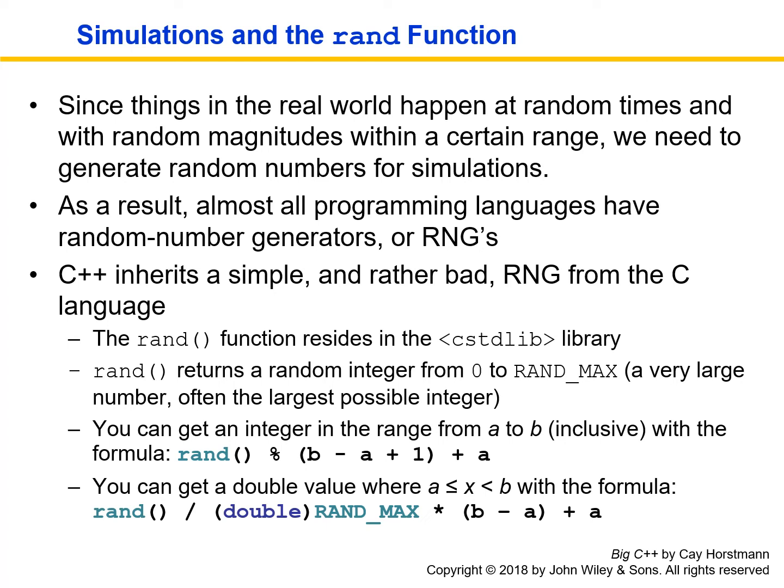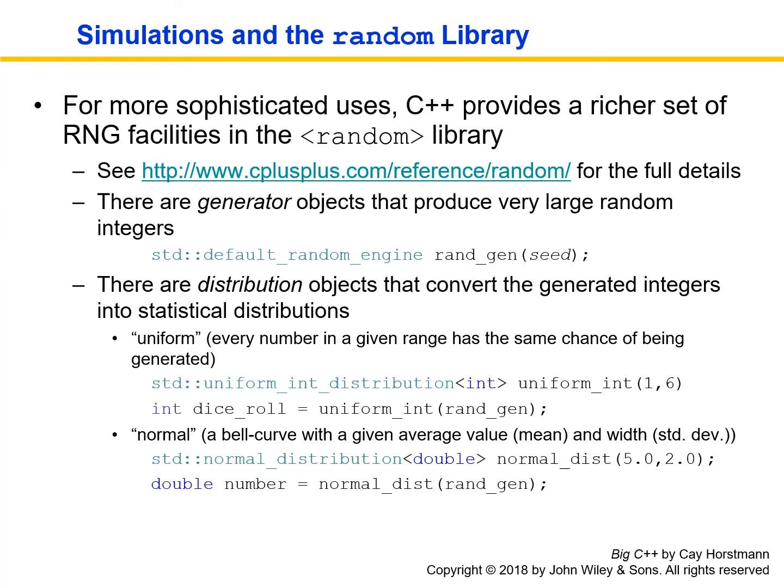The C standard library provides the rand function in the C standard library. And it's a pretty poor random number generator as RNGs go. It's not any worse than the one in, say, Java or the one in C#, but it's not nearly as good as the random library that's provided as part of the C++ standard library. You can go to cplus.com/reference/random to get a full discussion of how all of this works.